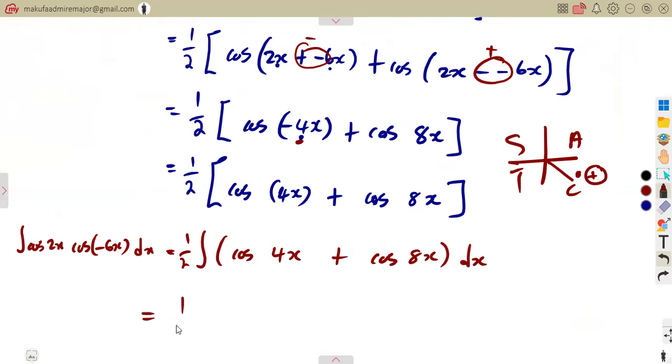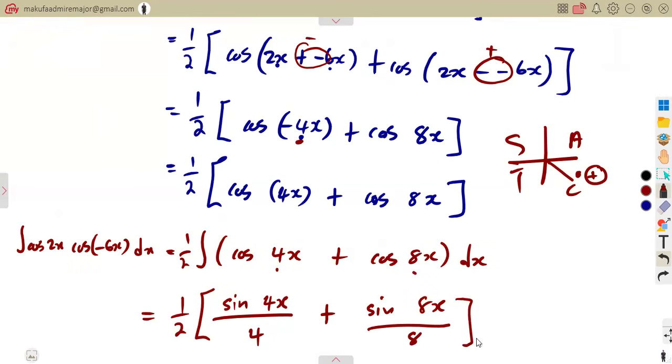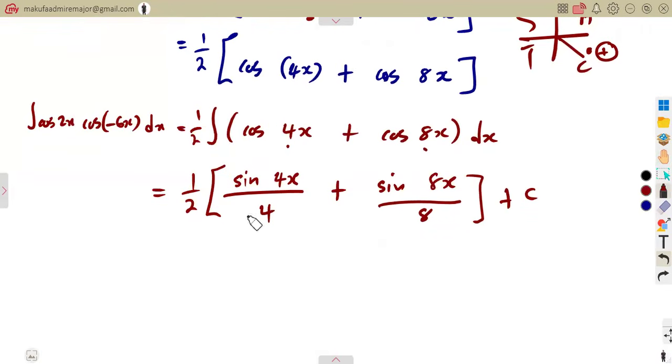So let's integrate. 1 over 2, you integrate cos. Remember, cos changes to a sine. So that's sine 4x, you divide by the number there, plus a sine again, sine 8x, you divide by the constant, plus the constant of integration. So that's what you're going to have. You can even expand by a half, or you can leave this part as it is. The simplification, guys, is in your hands.